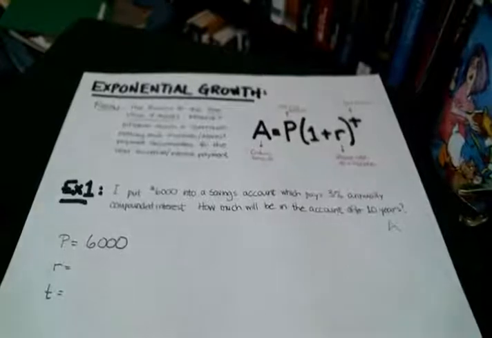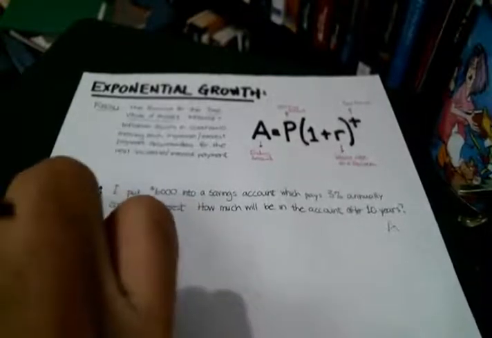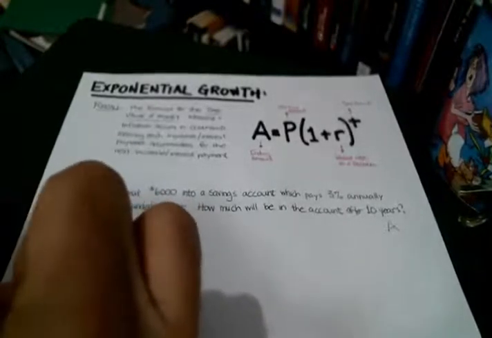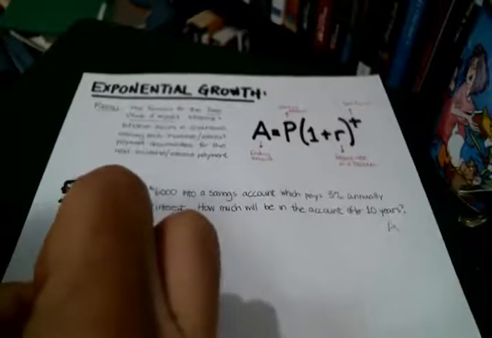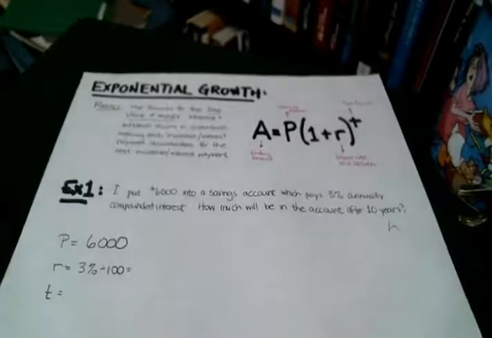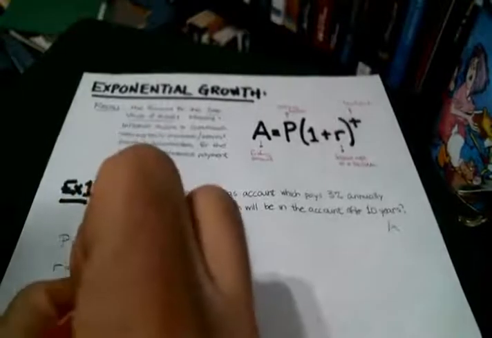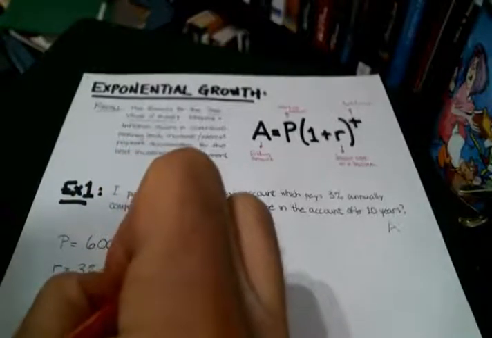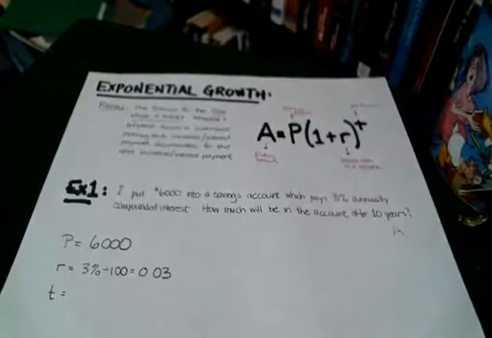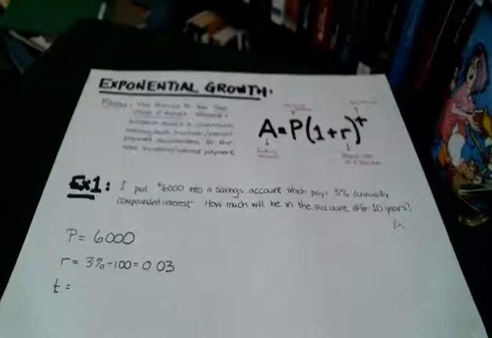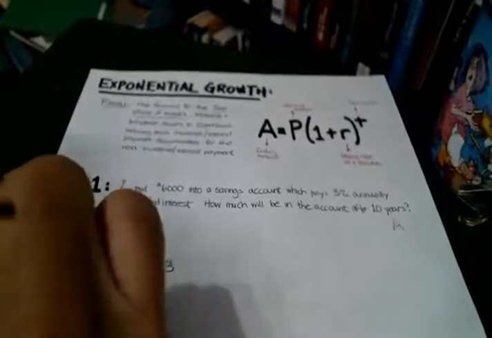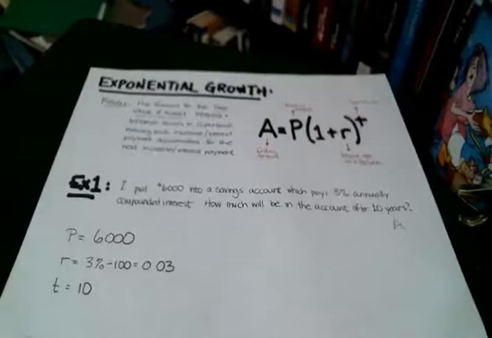R is the interest rate, which says 3% annually. But as I said, always divide these by 100 before you put them in the formula, because the percentage going in the formula is not going to give you the right answer. That'll give me an interest rate of 0.03, which I'm sure most of you recognize as the same as 3%. And then finally, T is the amount of time. According to the question, it's going to be after 10 years. So I'm going to set T as 10.